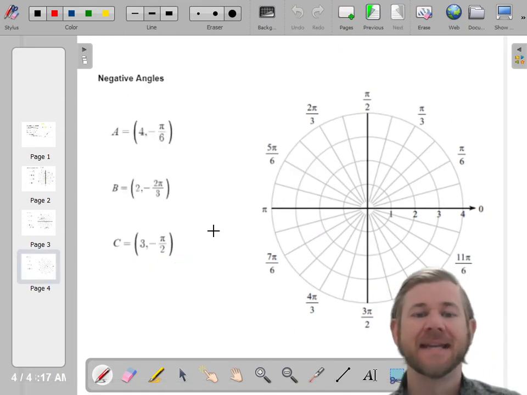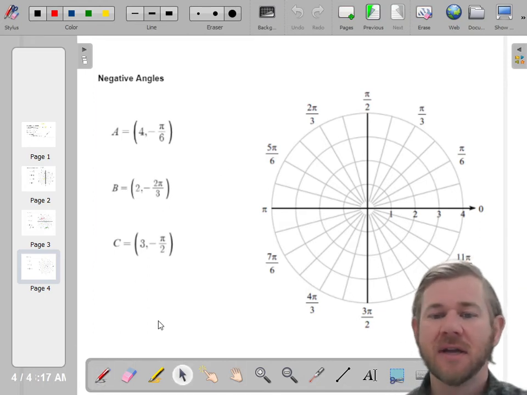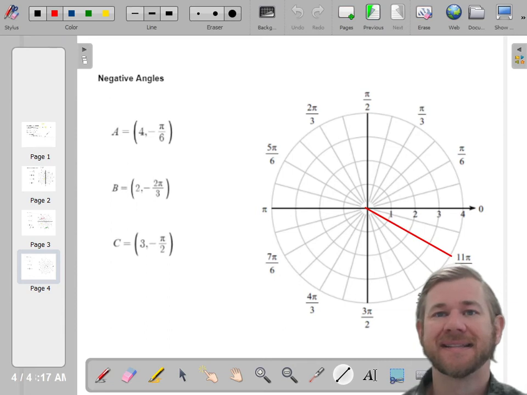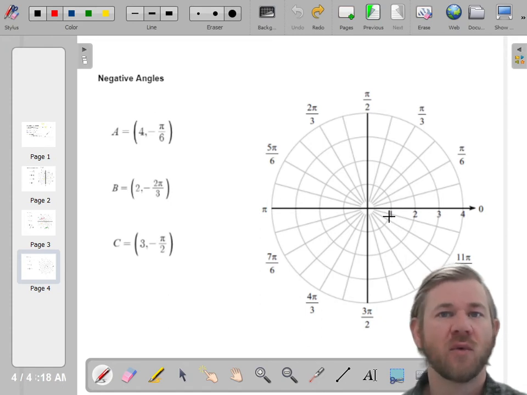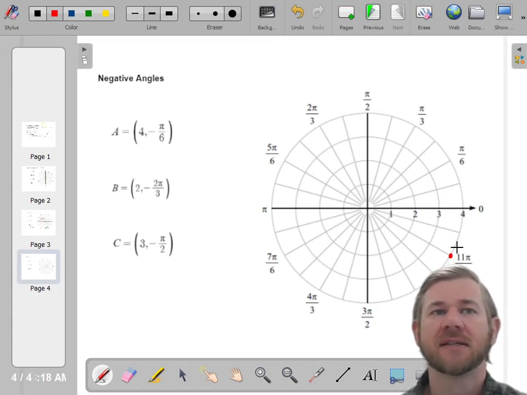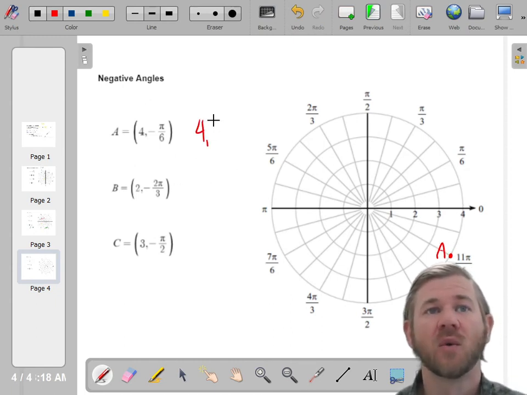Now the last thing is negative angles. So if we do negative angles, again, if you start with the negative angle, this is pretty normal. We've done negative angles on the unit circle. Negative pi over 6 just means go clockwise pi over 6. So that's the same as 11 pi over 6. And if it says 4 comma negative pi over 6, that means I want you on the fourth ring. 1, 2, 3, 4 right there. And negative pi over 6 is the same as 11 pi over 6. So you could call this 4 comma 11 pi over 6. That'd be the same point.